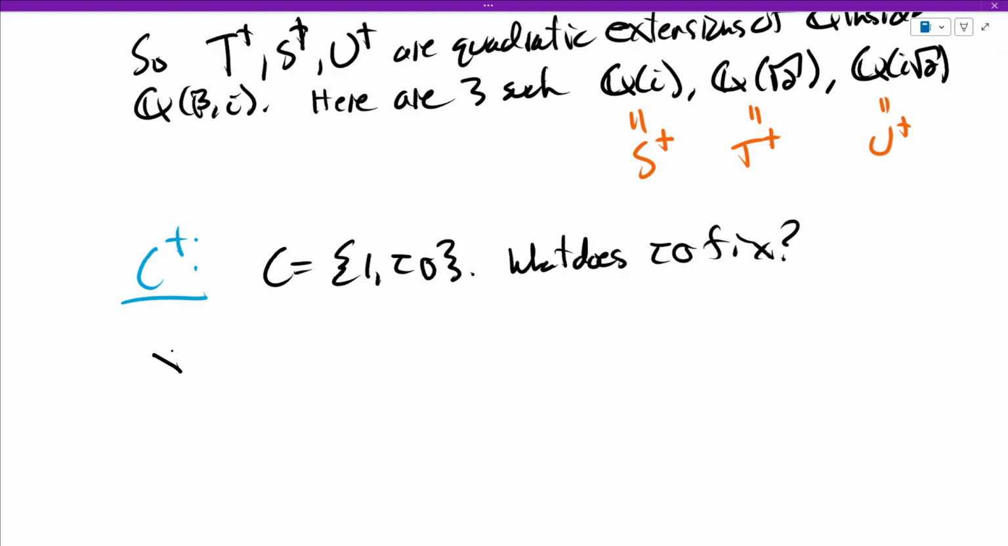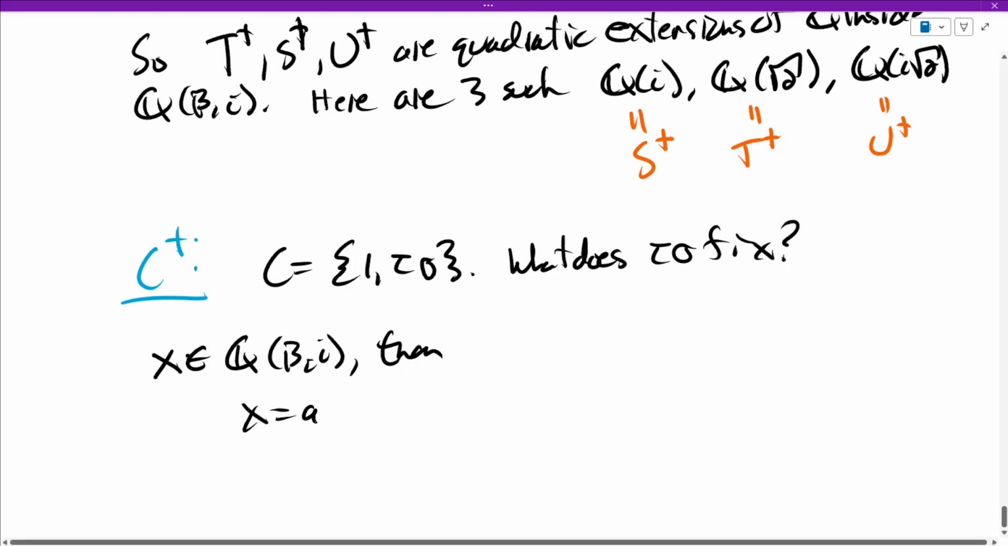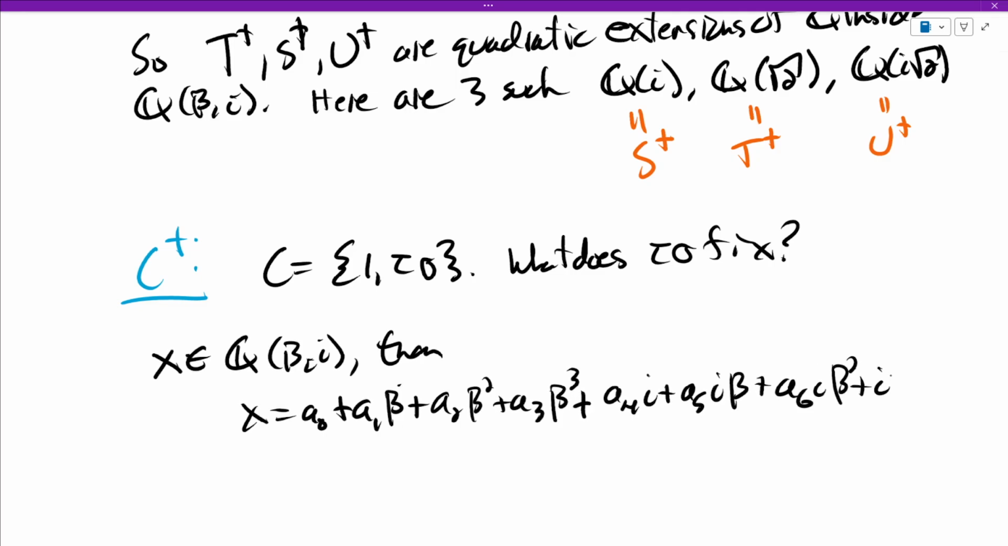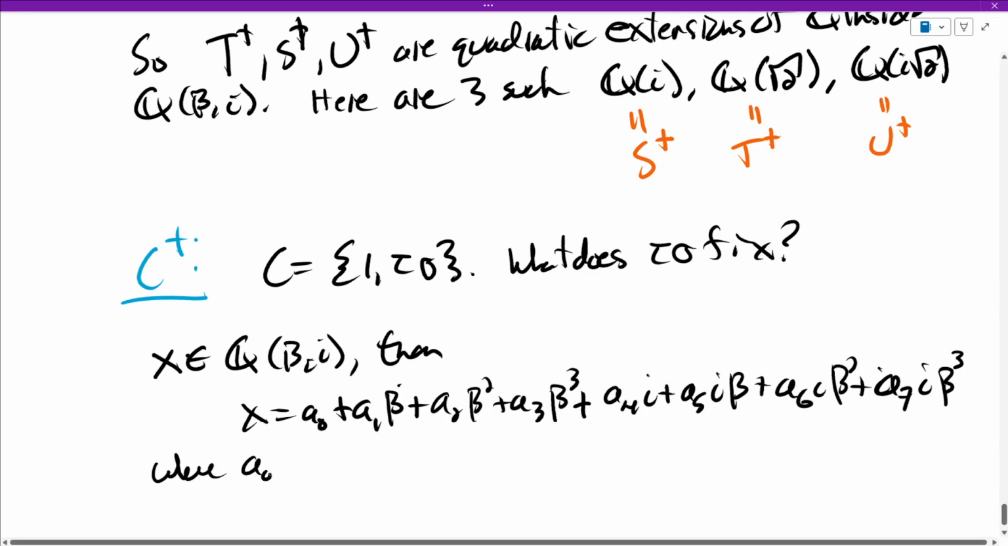Well, let's write out a general element. If we take some x in Q adjoin beta I, then x is going to look like some rational number plus some rational number beta plus some rational number beta squared plus some rational number beta cubed plus some rational number I plus some rational number I beta plus some rational number I beta squared plus some rational number I beta cubed. Of course, let's just clarify each of these are rational.